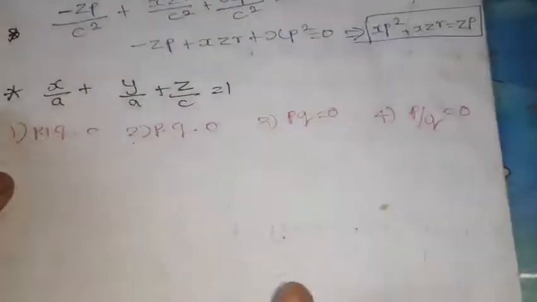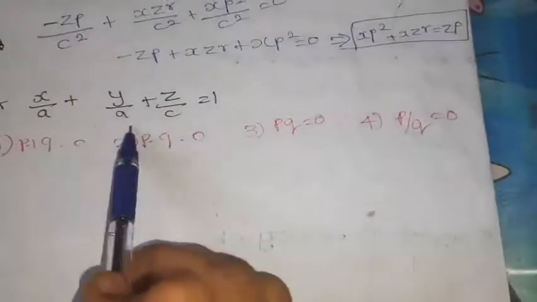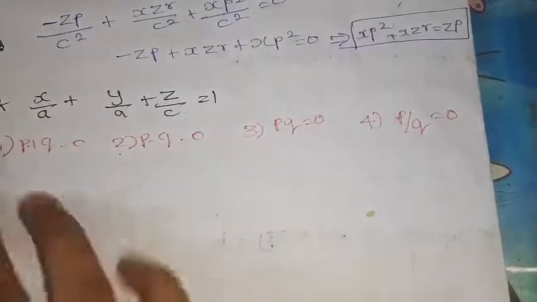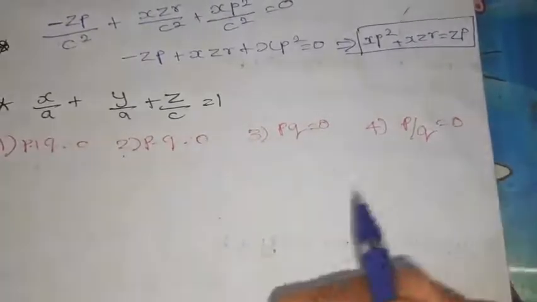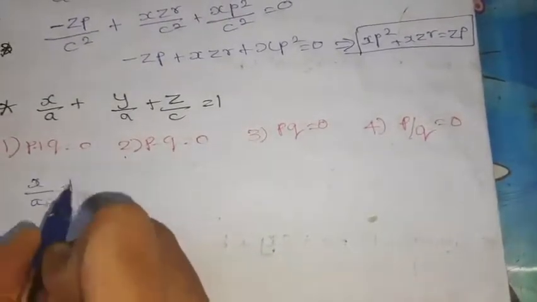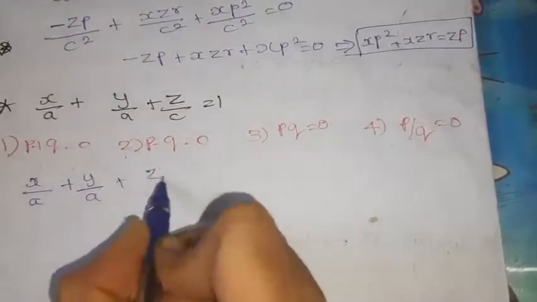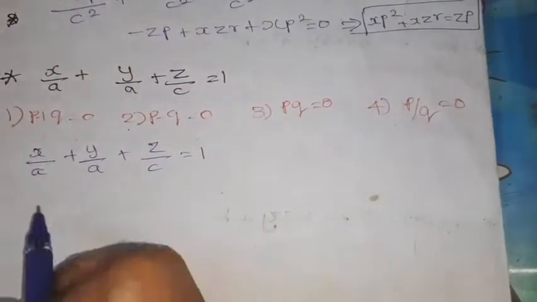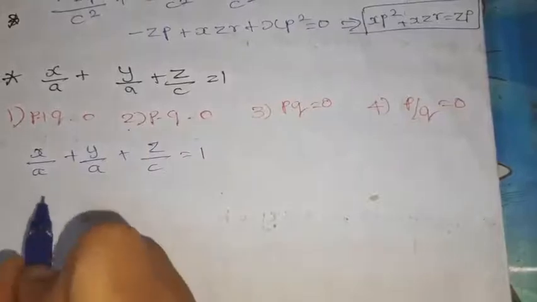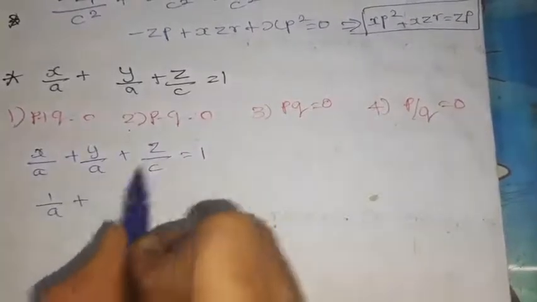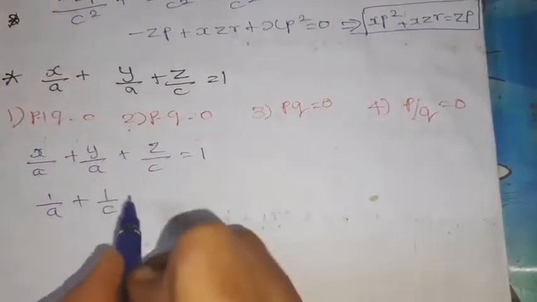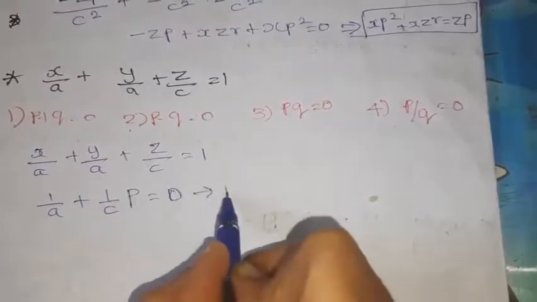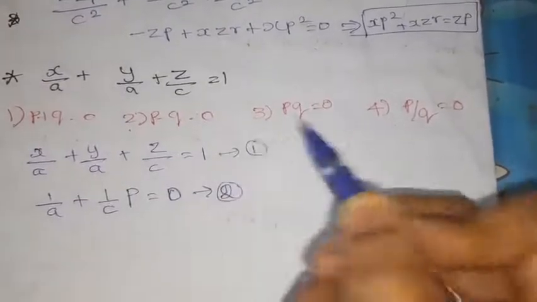So we'll move on to the next problem. What is that? x by a plus y by a plus z by c equal to 1. What we need to do? Differentiate partially with respect to x. First of all, write the equation x by a plus y by a plus z by c equal to 1. This is a only, don't confuse. So partially differentiating with respect to x, what we will get? 1 by a plus 1 by c into ∂z/∂x, which is nothing but p, equal to 0. So it is equation 2. See, say this is equation 1.